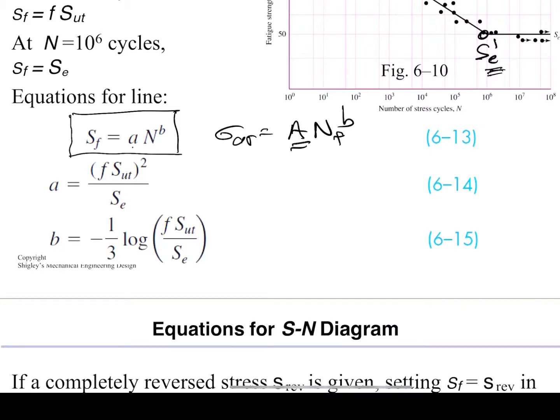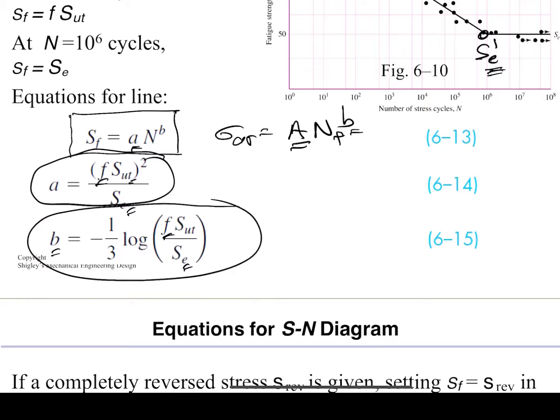I've just replaced capital A by little a. B is the same. You look up the F, you know the ultimate tensile strength, you calculate the endurance limit. This gives you A. And for B, you know F, you know S_E. You have the two fitting parameters you need to do a high cycle fatigue cycle count prediction.